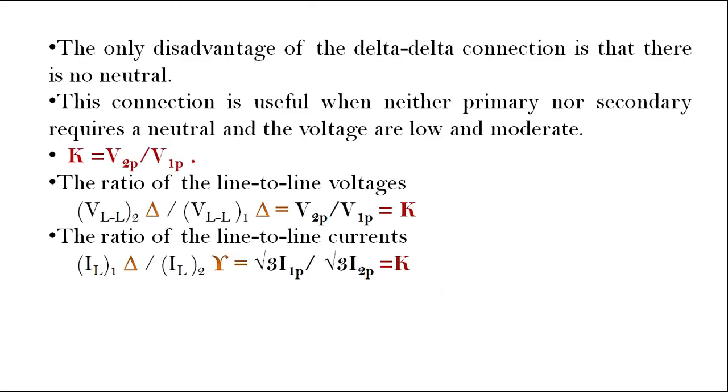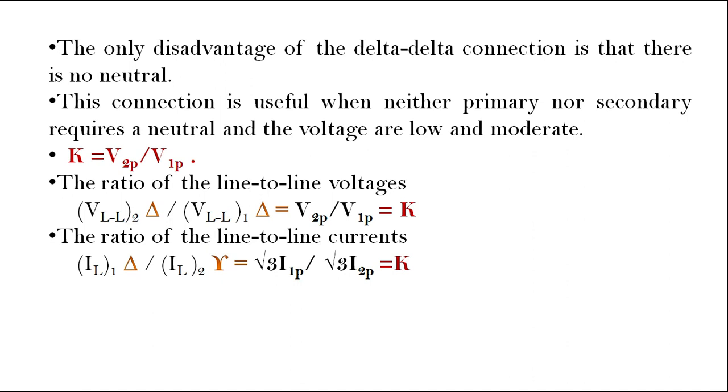Some of the important points regarding the delta-delta connections: the only disadvantage of this delta-delta connection is that there is no neutral, that we have discussed. This connection is useful when neither primary nor secondary requires a neutral and the voltages are low to moderate, that I discussed. Then the ratio of the secondary phase voltage to primary phase voltage, V2P by V1P, is the same as its line ratio, that is VLL of the secondary to VLL of the primary, V2P by V1P, that is equal to K.